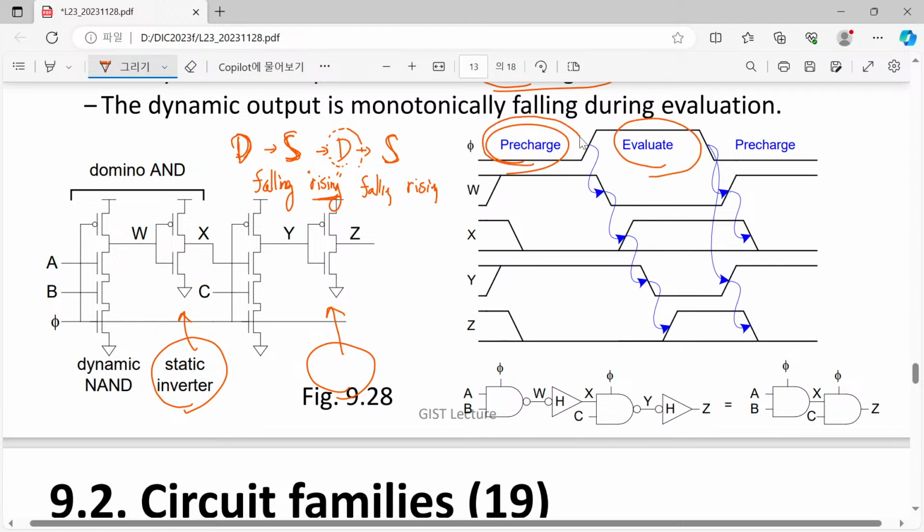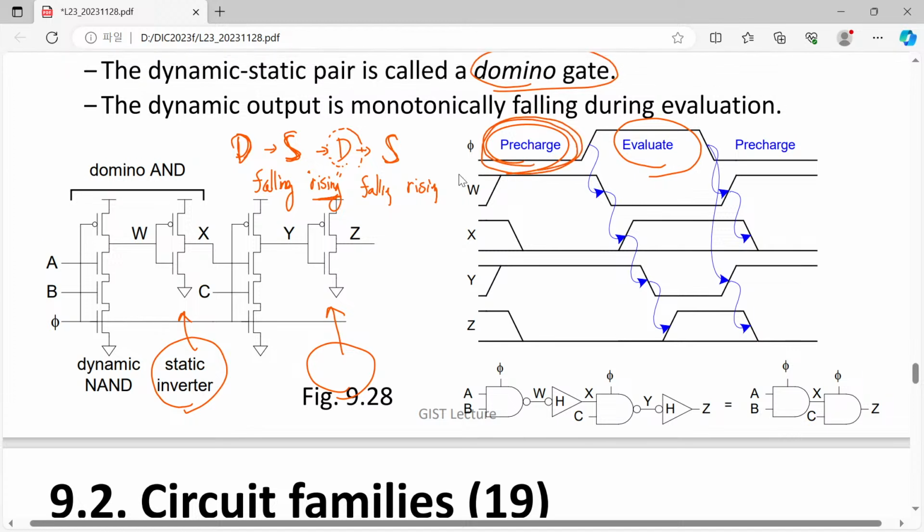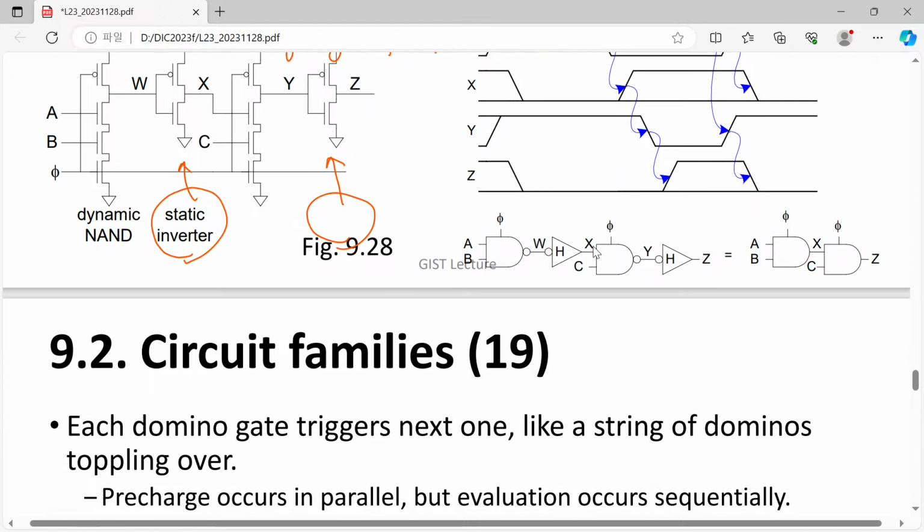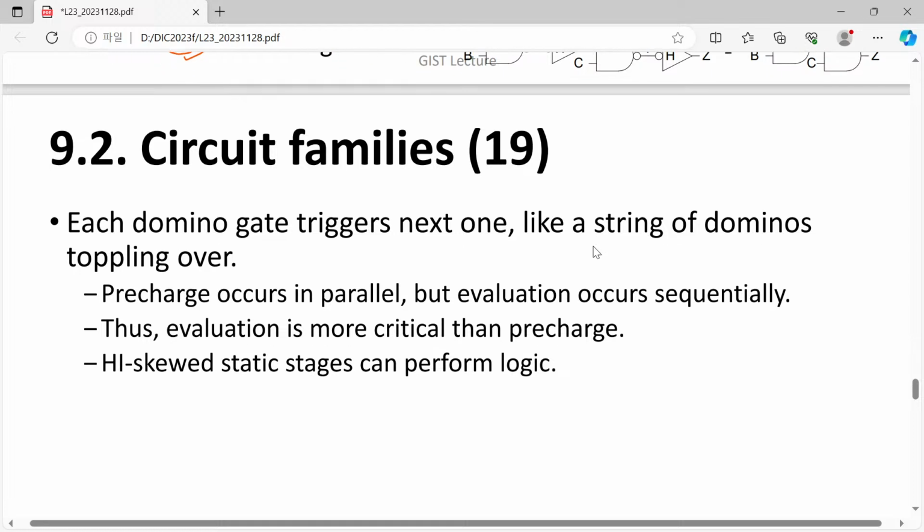So setting the bricks is related with setting all your y values to 1. That corresponds to the pre-charge phase. After that, once the very first signal comes in, just like a domino game, your logic values are evaluated. So that's the reason why we call it a domino gate.